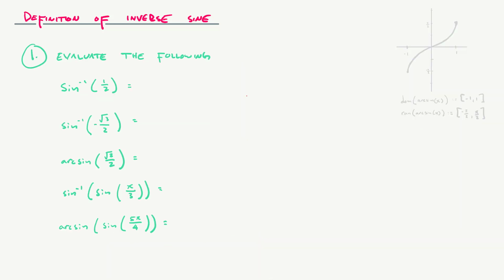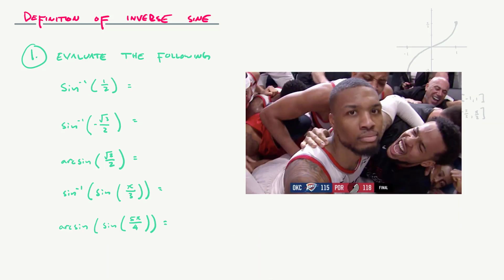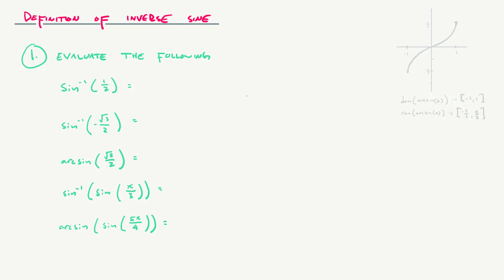So here's some examples of evaluating the sine inverse function. If you're an absolute baller, you can pause the screen here and go through this and look at the unit circle, figure out which angle measures produce these specific values for sine, but I'm going to go through them one at a time here anyway.